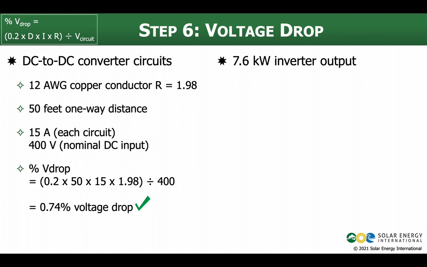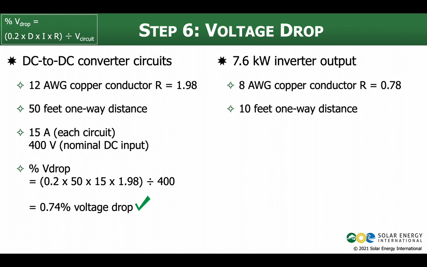Same calculation on the AC side for our 7.6 kW inverter. We're using an 8 AWG copper conductor. Chapter 9, Table 9 for AC. Resistance is 0.78. We've got a 10-foot distance. It's right next to that service panel. And it is 32 amps at 240 volts.